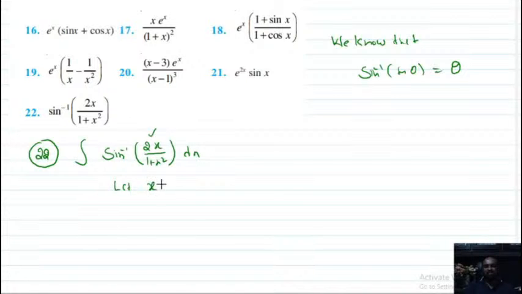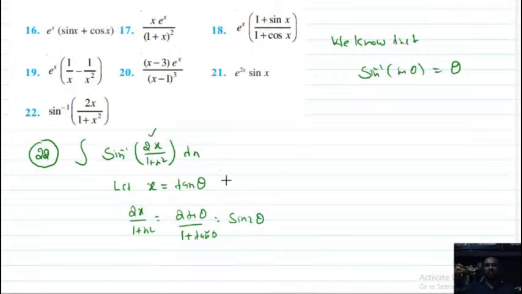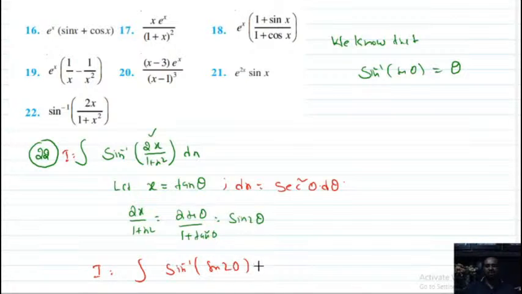Let x equal tan theta. Then 2x/(1 plus x²) equals 2 tan theta/(1 plus tan² theta), which is nothing but the sin 2 theta formula. One more thing: if x is taken as tan theta, then dx becomes sec² theta d theta. So I now becomes the integral of sin inverse of sin 2 theta, and instead of dx I can write sec² theta d theta.